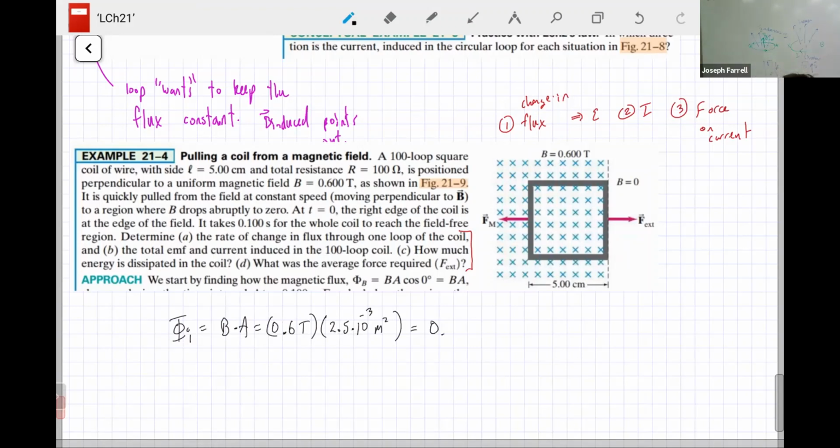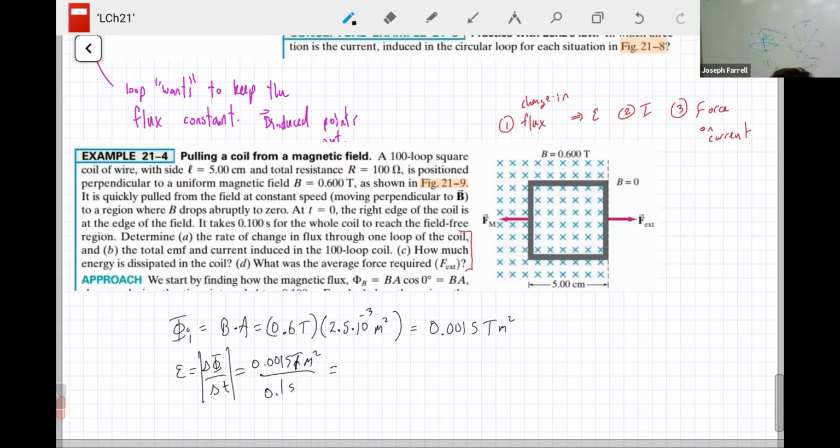We have 0.0015 Tesla meters squared. Now we can compute the EMF. And notice I'm not concerned about that minus sign. We're just going to find the absolute value. We can think about the current using just regular logic. We don't need to rely on that minus sign. That minus sign is not worth our time. We're just going to take 0.0015 Tesla meters squared divided by the time, which is 0.1 seconds.